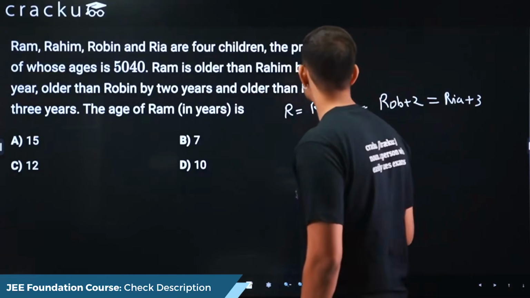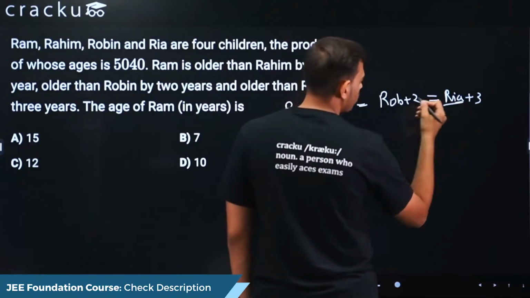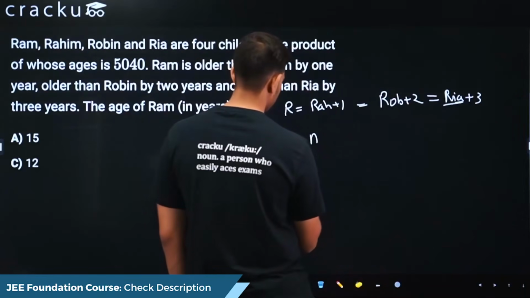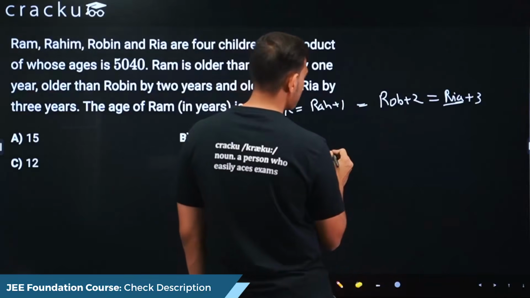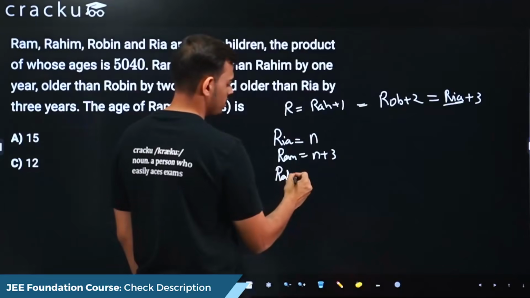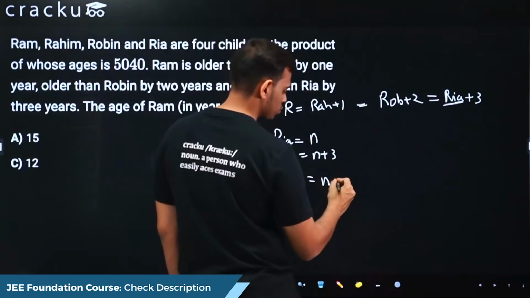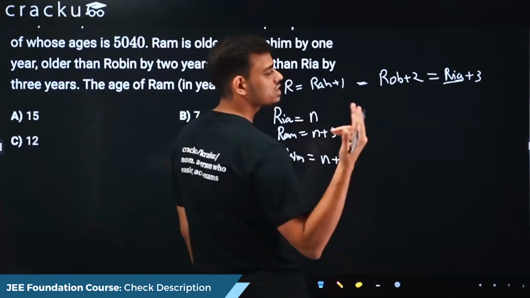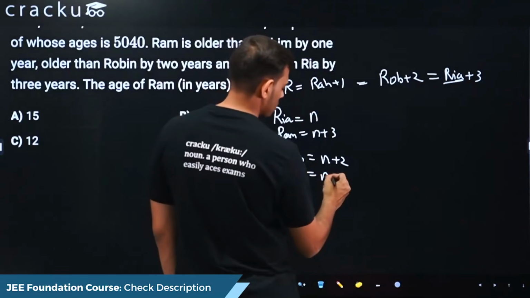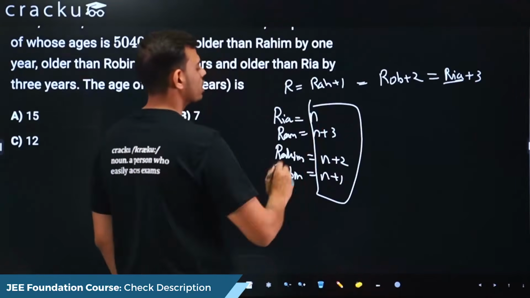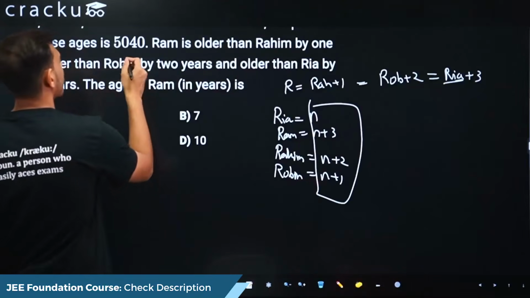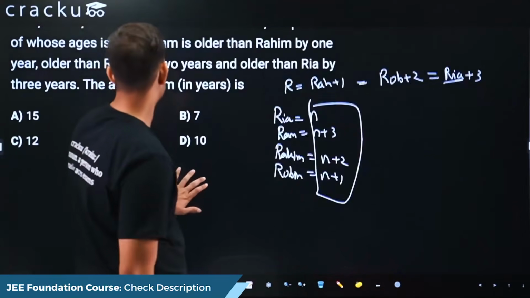From this, we can say that if Ria is n years old, Ram will be n plus 3. If Ram is n plus 3 years old and is 1 year older than Rahim, then Rahim will be 1 year younger than Ram, n plus 2. And Robin is 2 years younger than Ram, so Robin will be n plus 1. We get 4 consecutive terms. Now the product of these 4 consecutive terms is given to us as 5040.